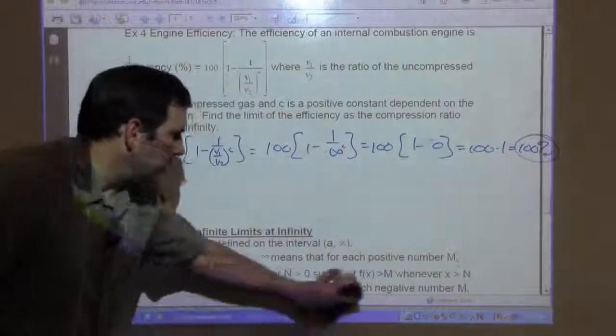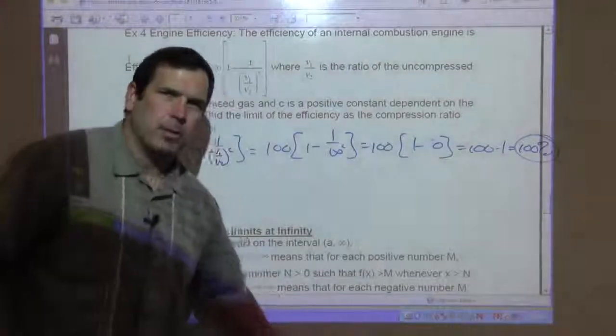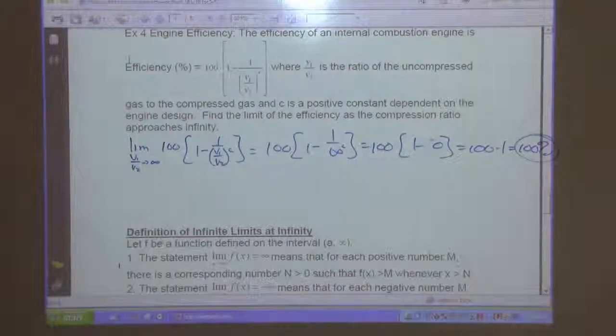Most internal combustion engines are about, I think, 23% efficient. That means the energy that goes into them, 23% is turned into power to move the vehicle.